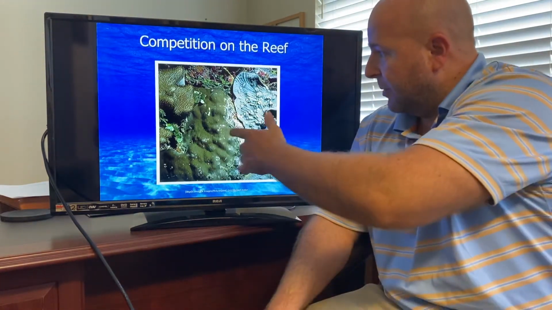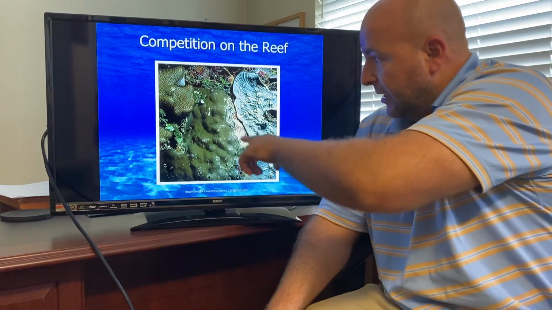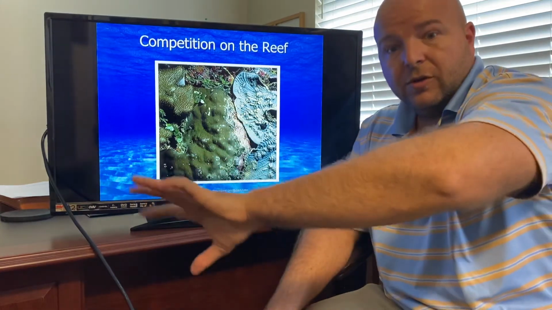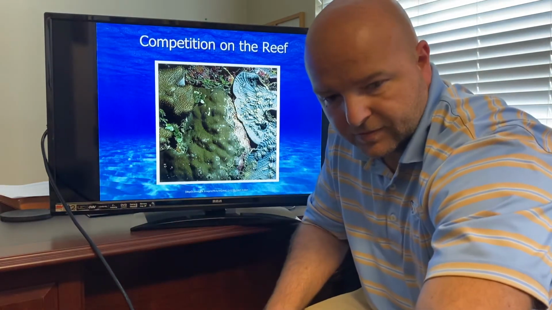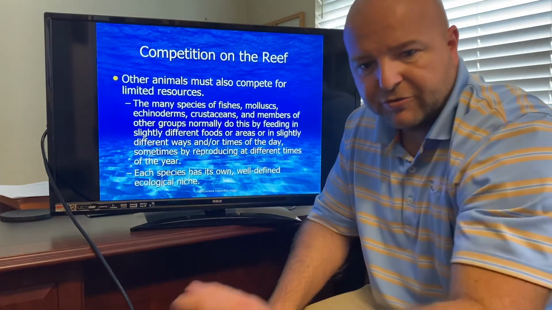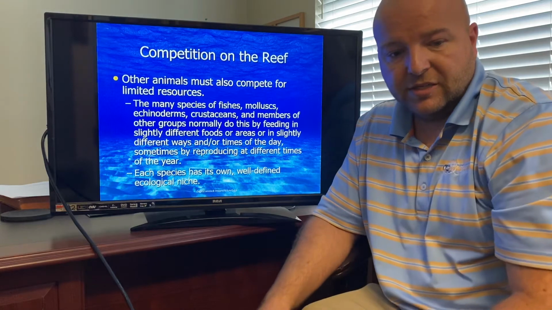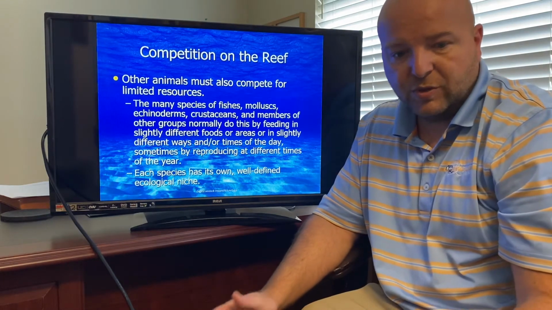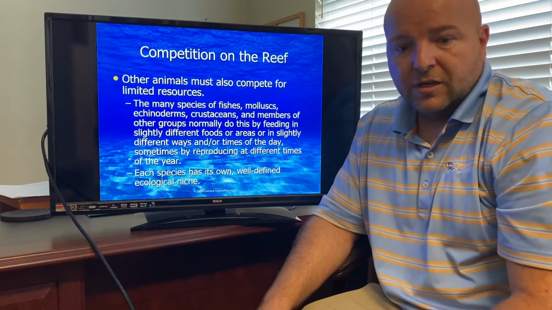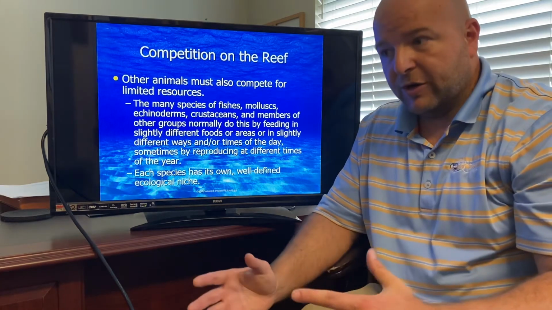An image of how that might look. This coral is stinging this coral in order to fight it off as they fight for space. And then there's just noting that there's lots of other competition taking place there too, between fishes, mollusks, crustaceans, lots of other. There's so much biodiversity there.